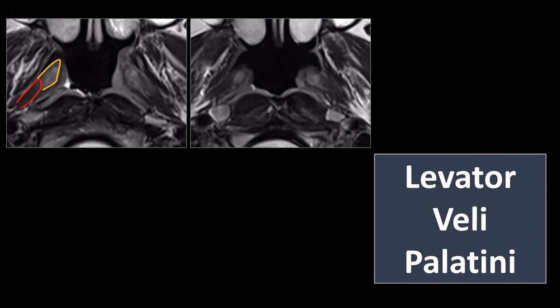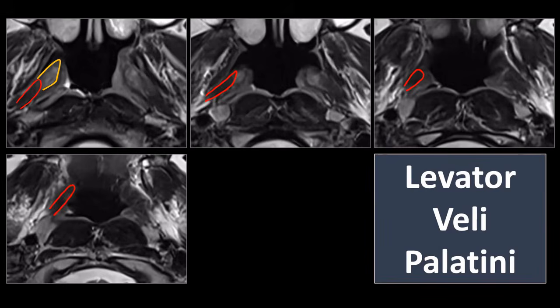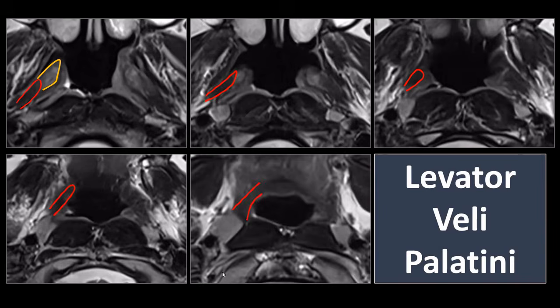Here we have the Torus Tubarius with a hyperintense, presumably cartilage, located in the center. And behind it, we see the levator veli palatini muscle. And once we found it, we just have to follow our images. So if we scroll down, we can consistently see the levator veli palatini coursing downwards until we reach the soft palate located over here. So this is the soft palate.